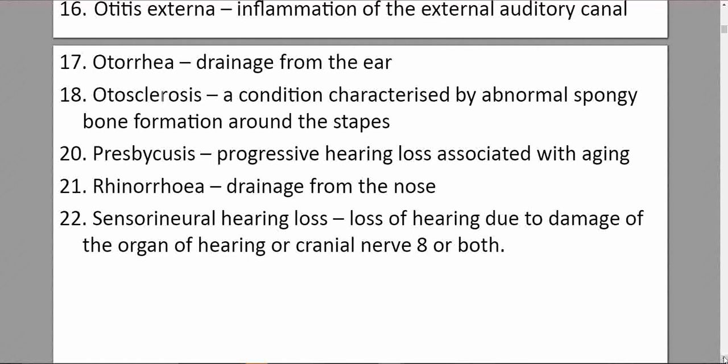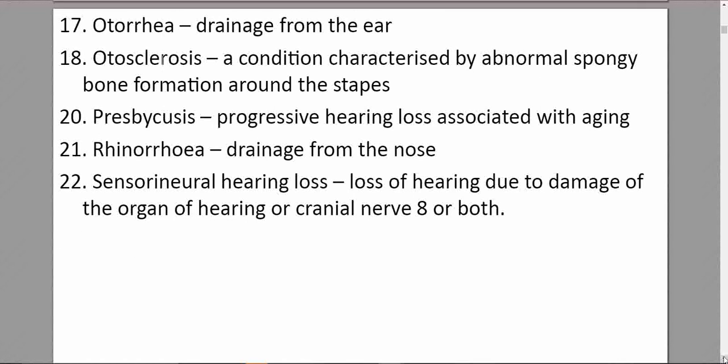Then presbycusis, progressive hearing loss associated with aging.